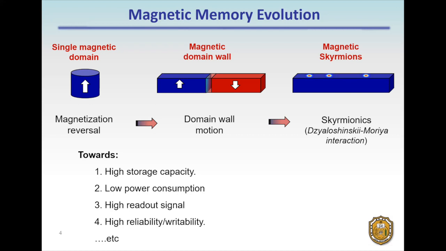And all this has some objectives toward high storage capacity, low power consumption, low energy, high readout signal. I mean, you need to detect the state 0 and 1 accurately. And of course, high reliability, I mean how many times we can write the information without damage of the device.